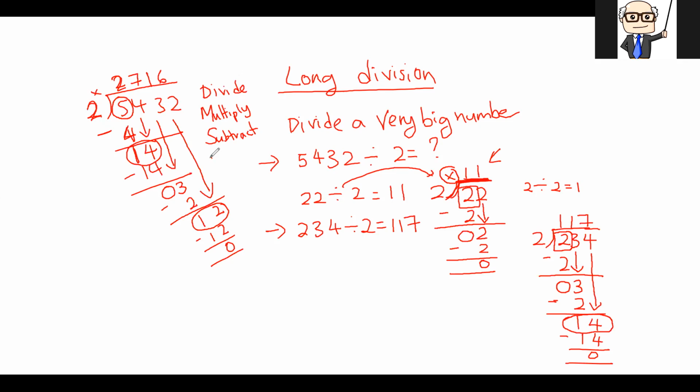After subtract is called B. B for bring down. Bring down the next number 4 here. Okay, then the last step is called R. R for repeat. Repeat means go back to the first step again. Can you write down? These are the steps for long division. You divide, then you multiply, you subtract, you bring down, then you repeat it. Okay?